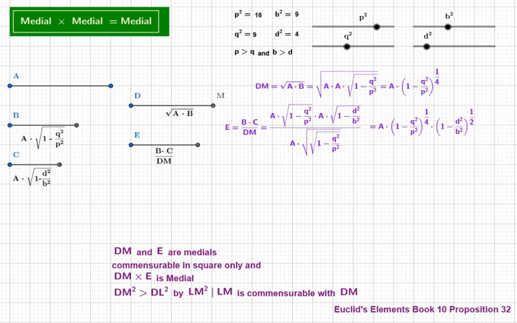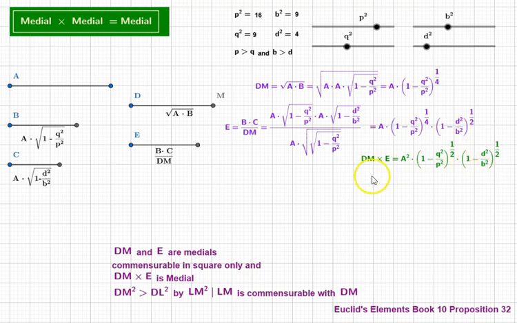Now let's look at their product. DM times E is equal to A times A square, 1 minus Q square by P square to the power of 1 by 4 plus 1 by 4, that is 1 by 2, times 1 minus D square by B square to the power of 1 by 2. And this is medial. Now, how can we say that it is medial? Because if you remember, in a previous session, I said a medial has a 1 by 4 power, or a fourth root, in it.